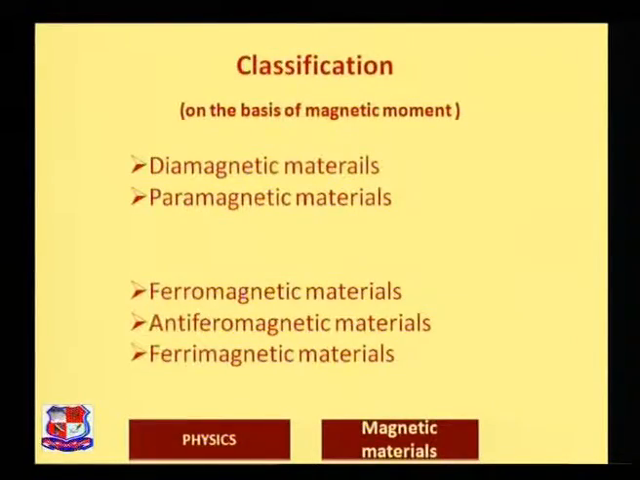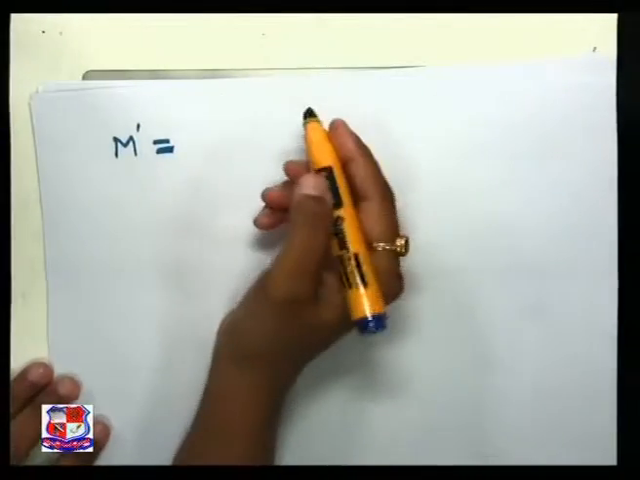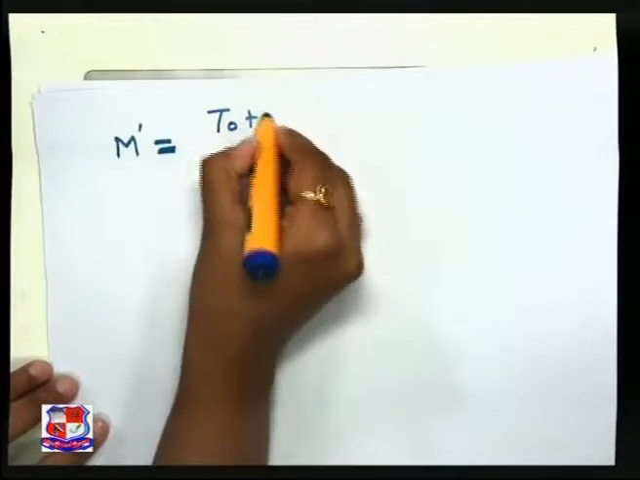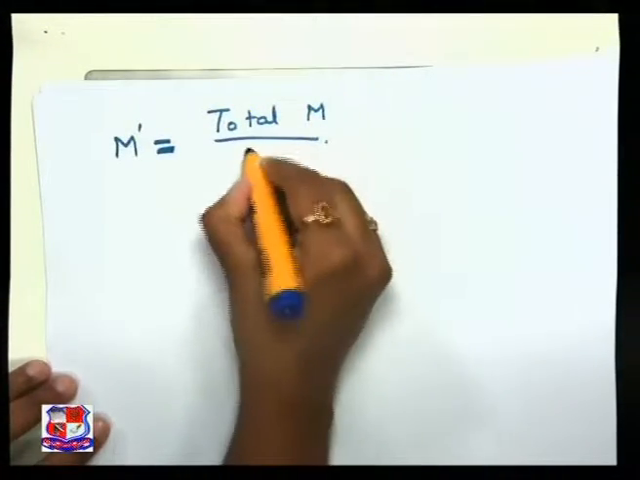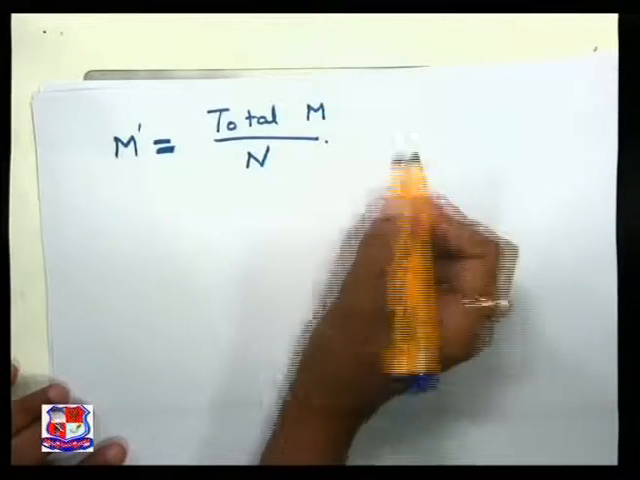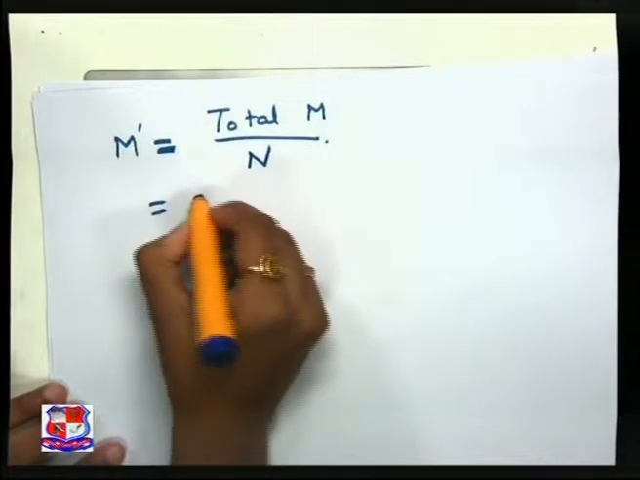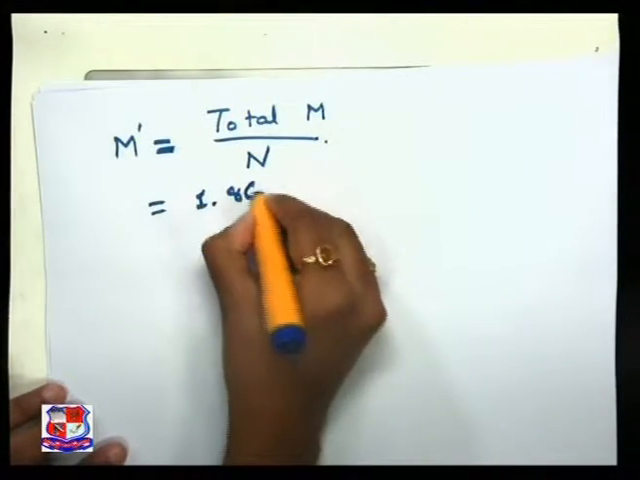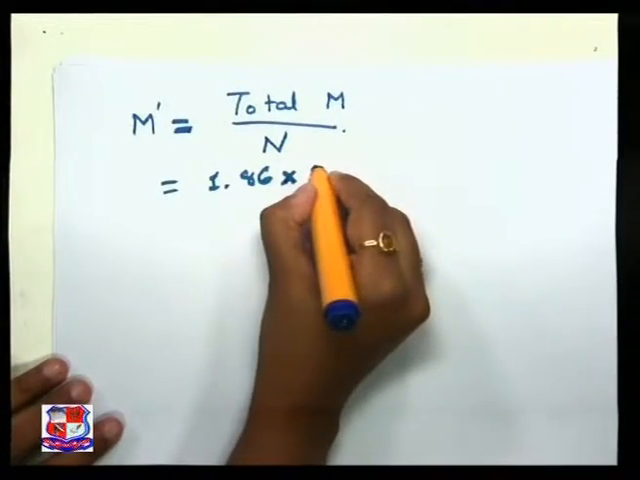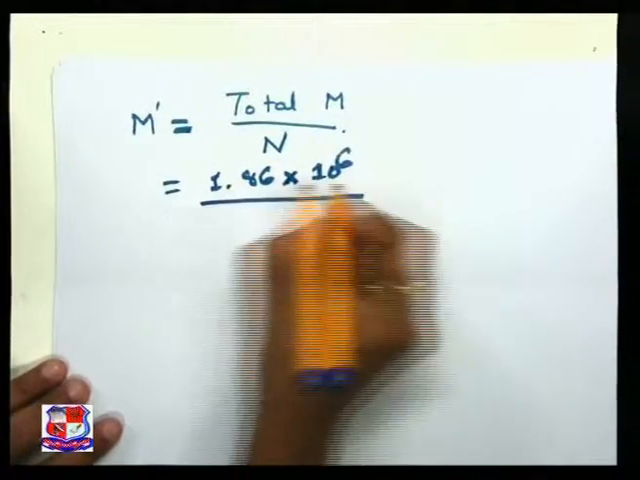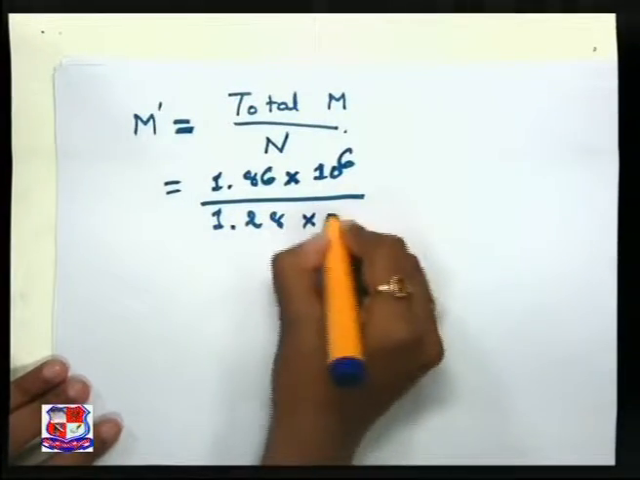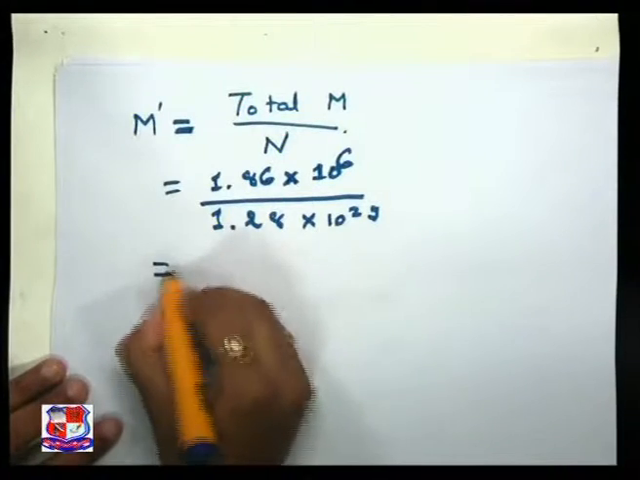This is the number of atoms per unit volume. Now, what is the average magnetization produced per atom? If I denote that by M dash, then M dash is equal to the total magnetization divided by the number of atoms. Here we have the number of atoms per unit volume, and we also have the value of capital M, 1.8 into 10 raised to 6, divided by 1.28 into 10 raised to 29. What is the answer of this division?